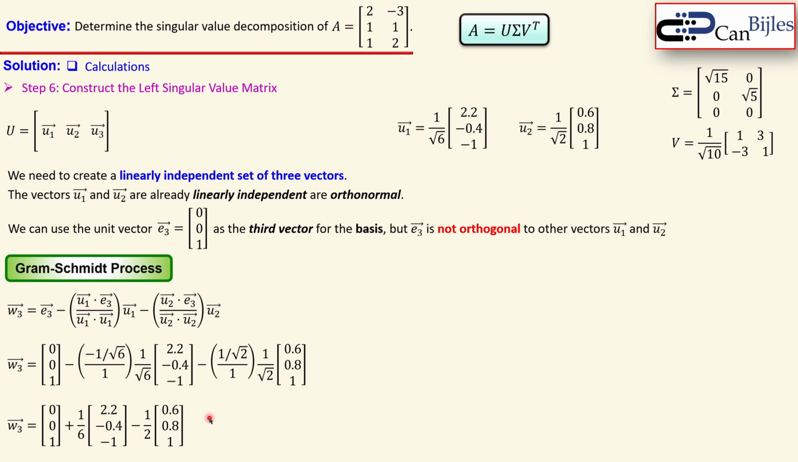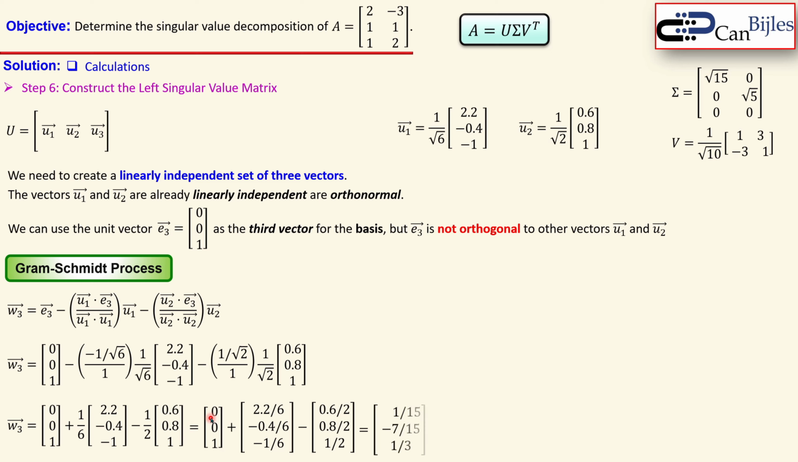Now we need to calculate this, just a vector here, another vector there, another vector there, so that will add up to this. We process this 1 over 6 here, 1 over 6 there, 1 over 6 there, and you divide everything here by 2, and you calculate this. You have now the results in exact form. This is the w3, which is orthogonal but not a unit vector.